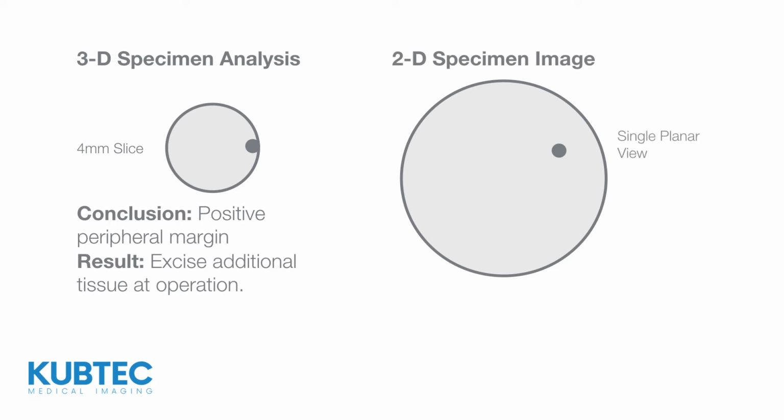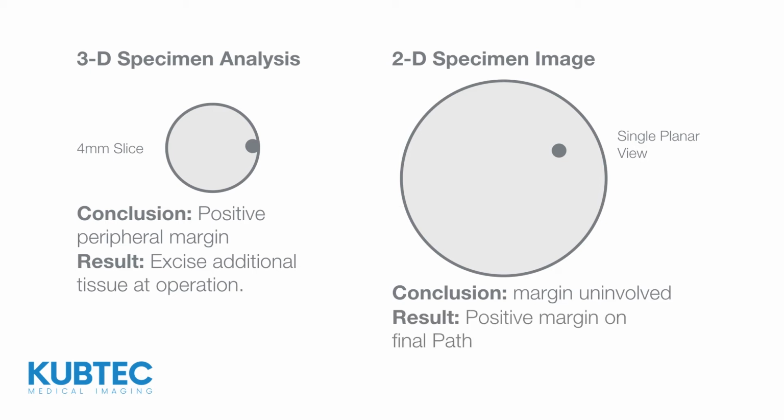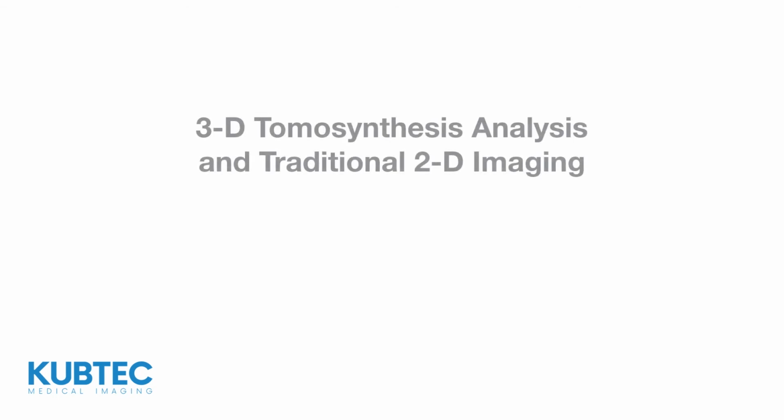Using traditional 2D imaging, the surgeon would conclude that there is no margin involvement, and this would result in a positive margin on final pathology. As a consequence, the patient would be scheduled for re-excision. The following images compare 3D tomosynthesis analysis and traditional 2D imaging using clinical specimens.